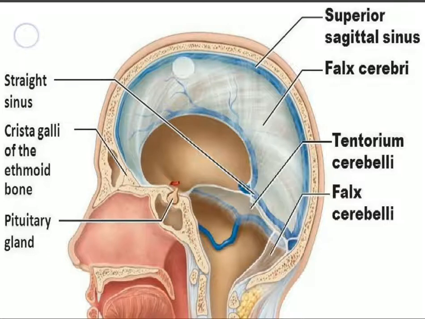This is the attached margin of the falx cerebri. This is the free margin of the falx cerebri. The anterior end is related with the crista galli, and the posterior end of the falx cerebri is related with the upper surface of the tentorium cerebelli.